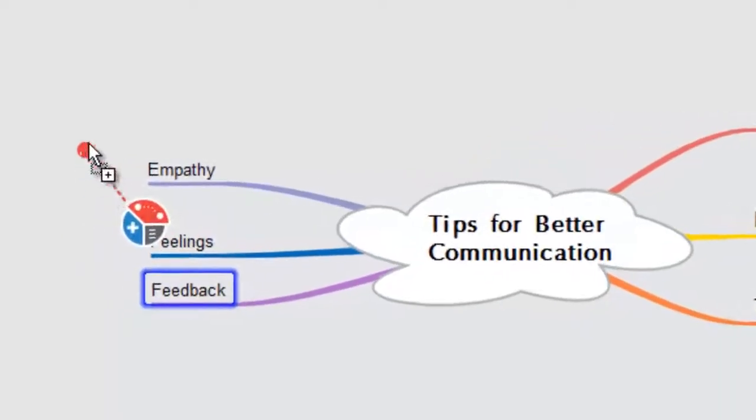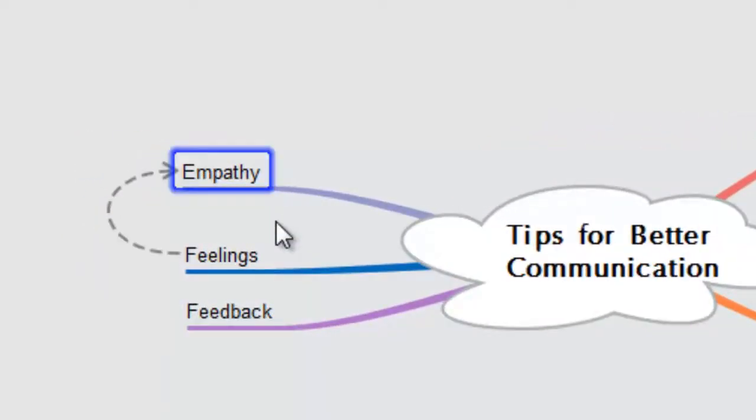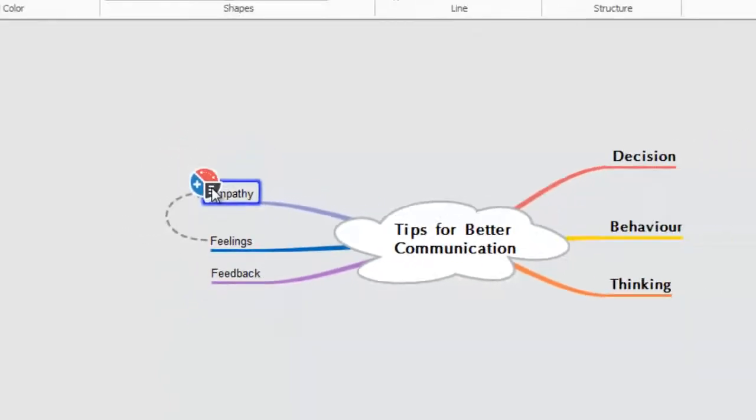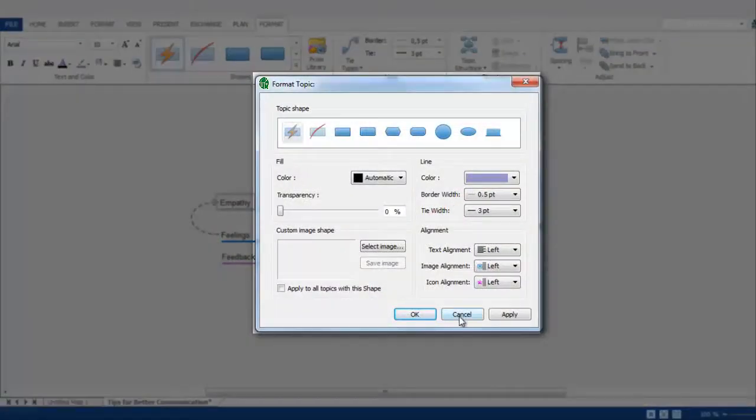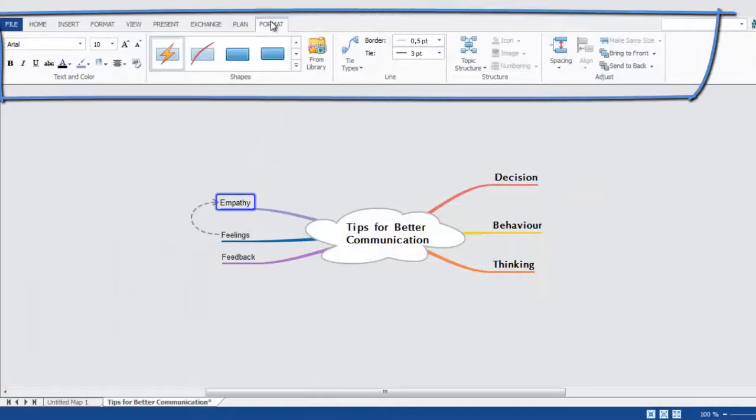You can easily connect two related topics with a relationship. The formatting options are just one click away. You can also find them in the ribbon upon a selection.